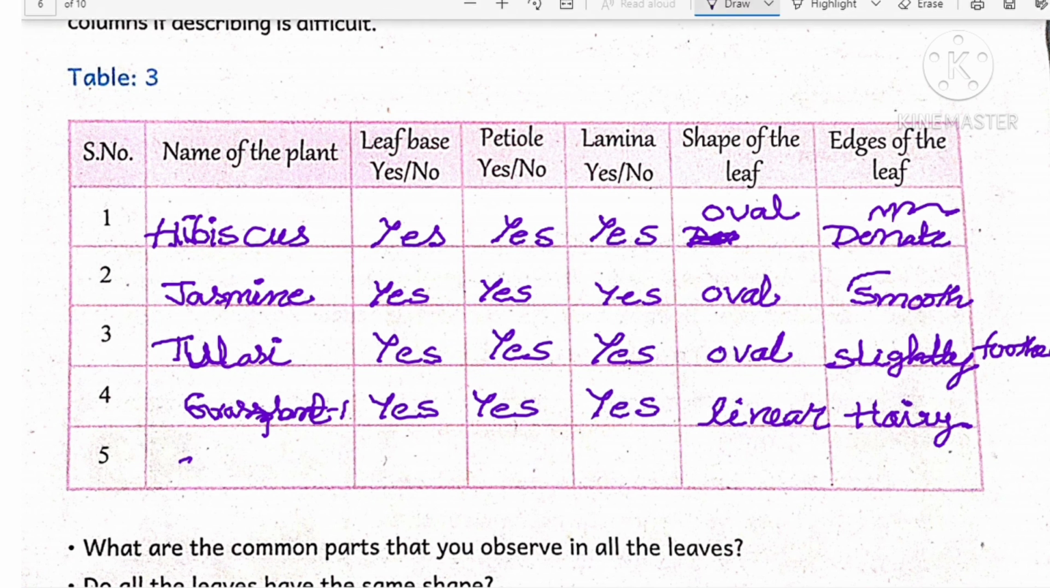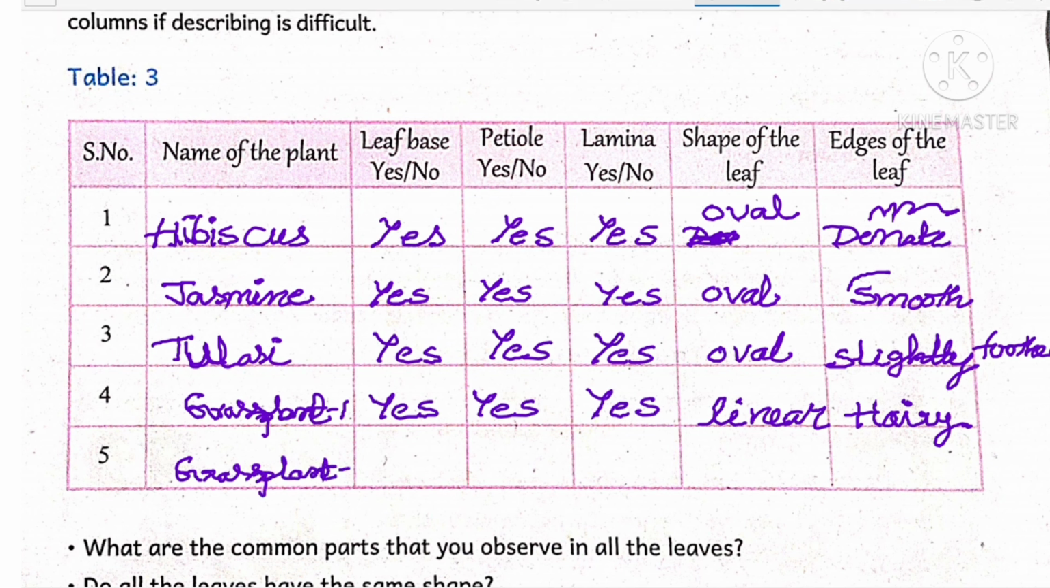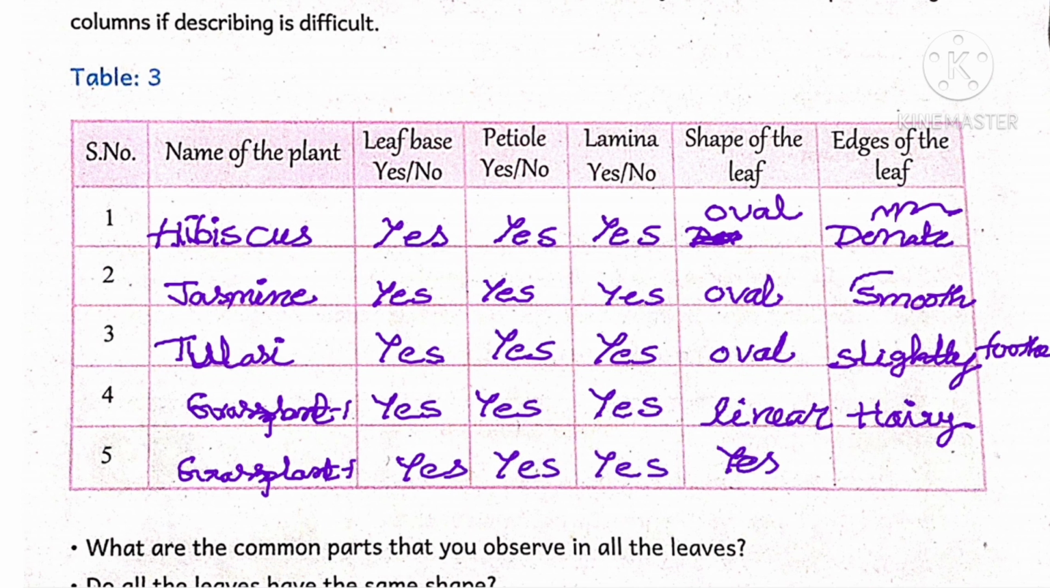And the next plant is grass plant 2. Okay, children. Does it contain a leaf base or not? Yes. Does it contain a petiole or not? Yes. The shape of the leaf is linear, and the edges of the leaf are hairy and rough also. They are very sharp at the edges.